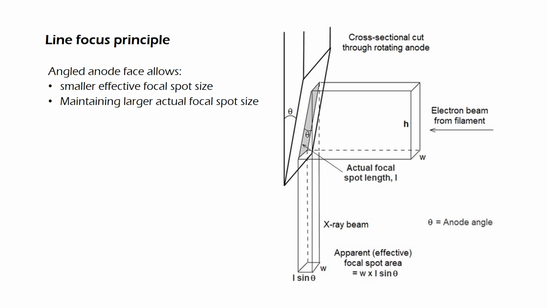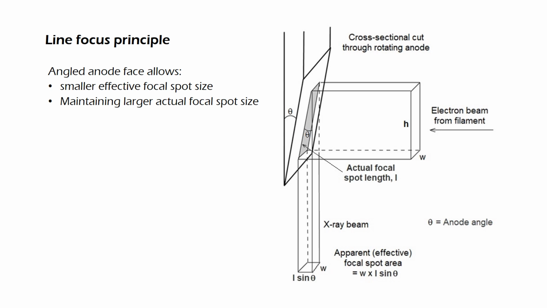The radial dimension of the focal spot depends on the width w of the electron beam, which in turn depends on the filament coil diameter and the action of the focusing cup. The apparent or effective focal spot length appears shortened in the X-ray beam direction, determined as L sin theta. However, the radial width, w, remains unchanged.